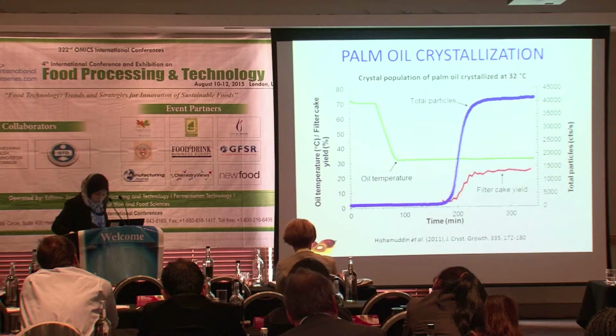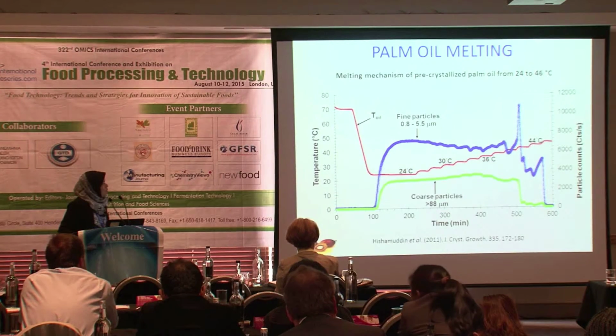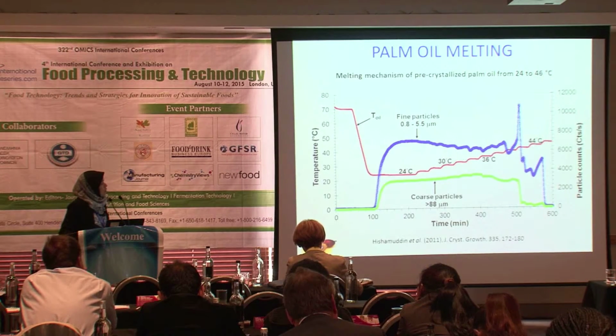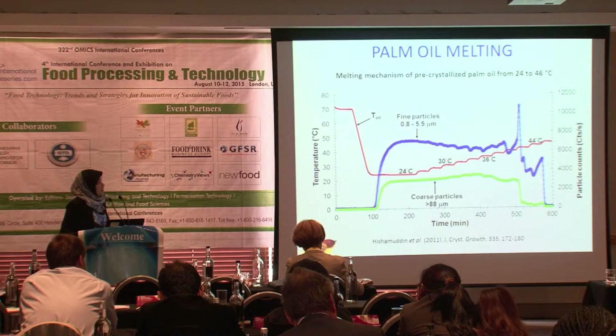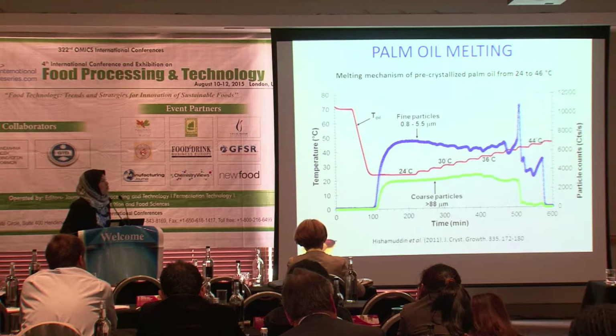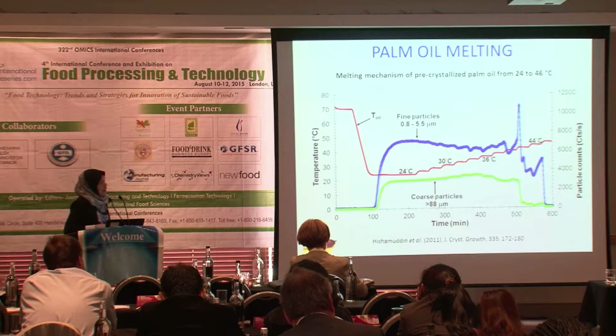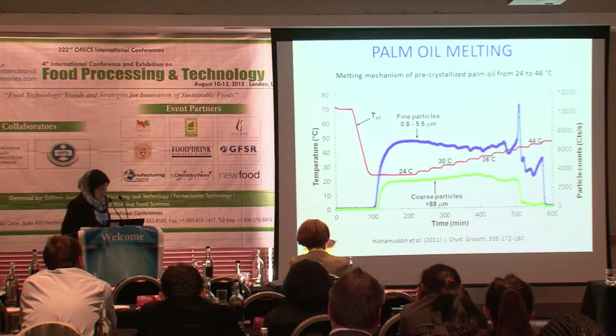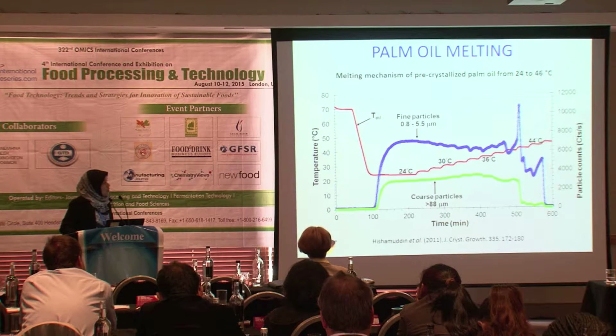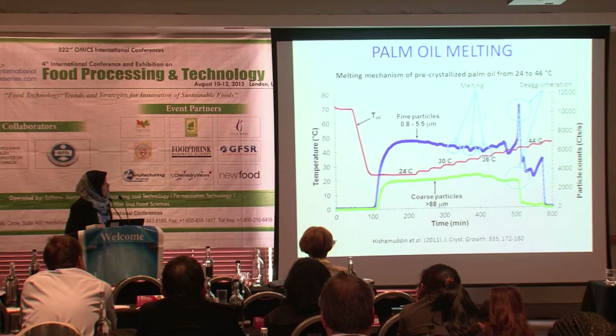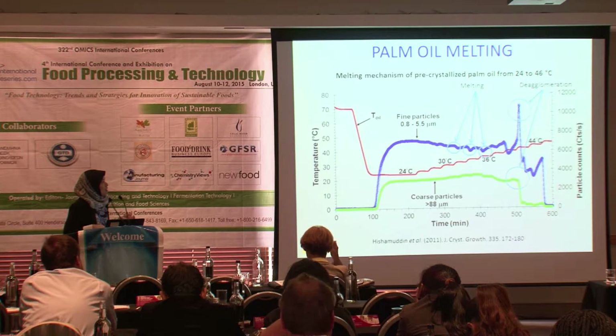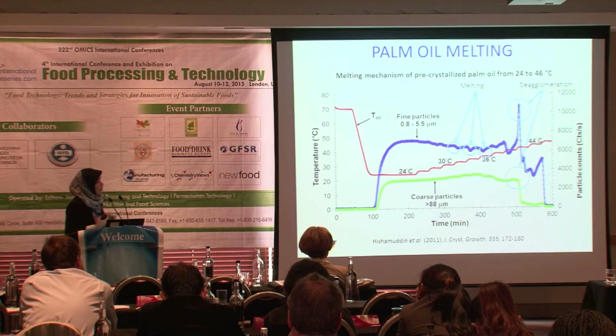as reported by FBRM. Now, we also did a study on the melting of palm oil, whereby we crystallized palm oil at 24 degrees Celsius, and we subjected the oil to heating at 2 degree intervals until the oil fully melted, which was at 46 degrees Celsius. We can look at the fine and coarse particles. In this case, the melting mechanism of palm oil consists of melting of the fines, followed by agglomeration of the particles, which is signified by a sudden drop in the coarse particles and an increase in fine particles. That means this is the agglomeration of the crystal structure within the vessel.